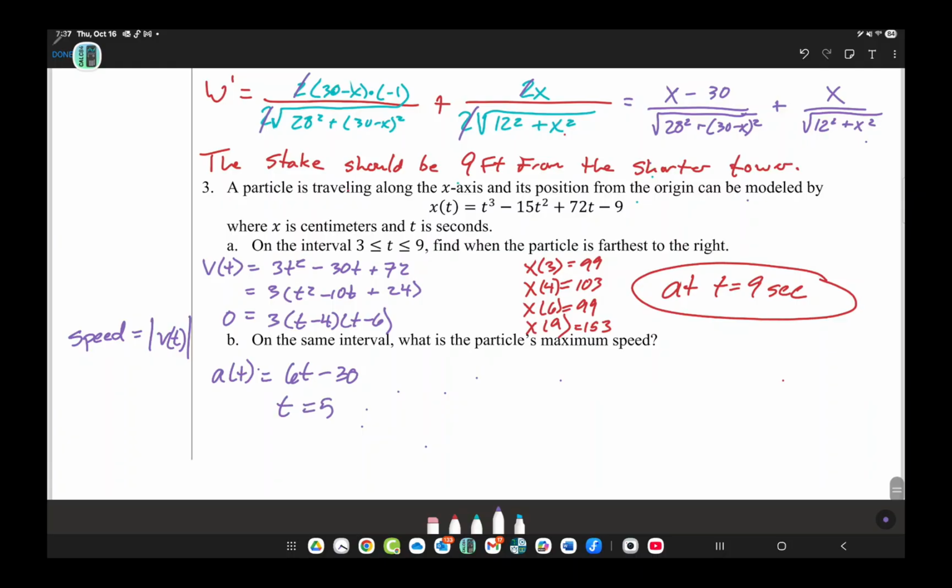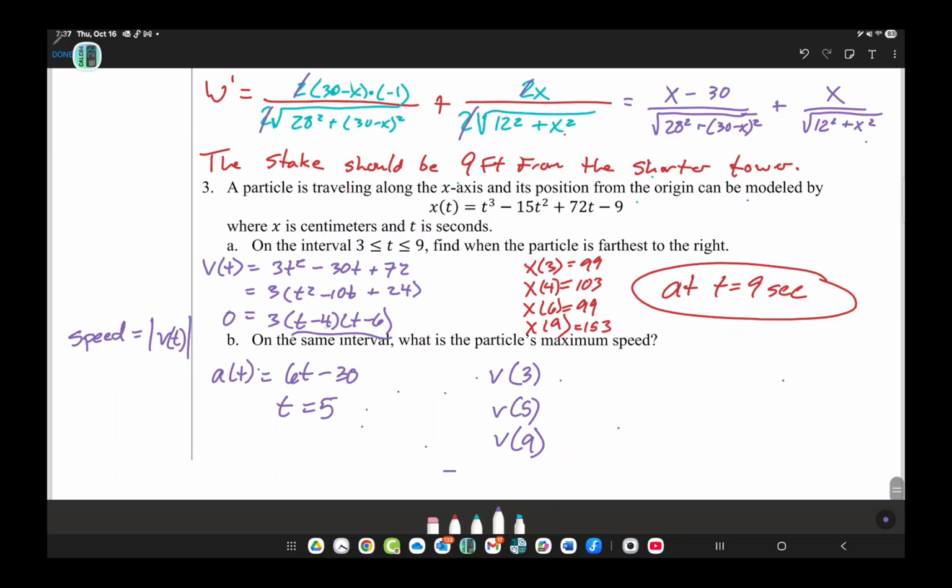t is equal to 5. So again, if I'm trying to find the max value, not only do I look at my critical point, but I also look at the endpoints. So I'm looking for v of 3, v of 5, and v of 9. Now, plugging those into the velocity function isn't really that bad because I can just plug them into here.